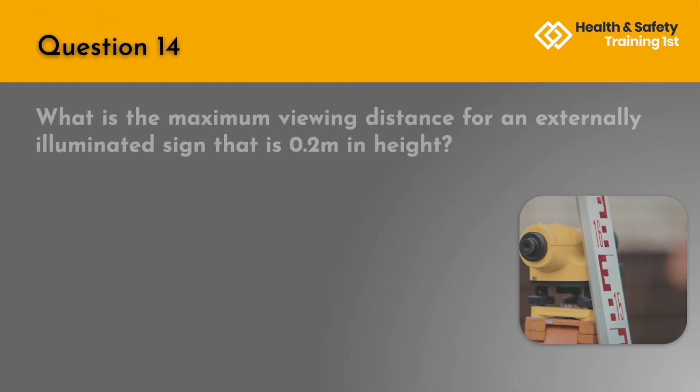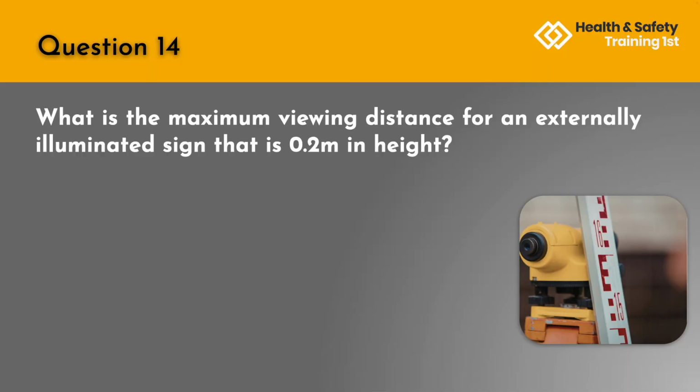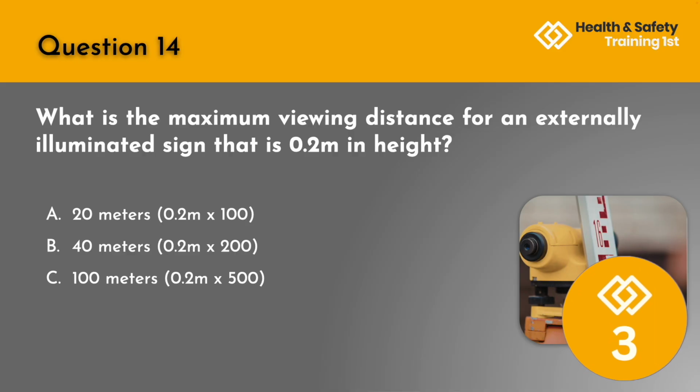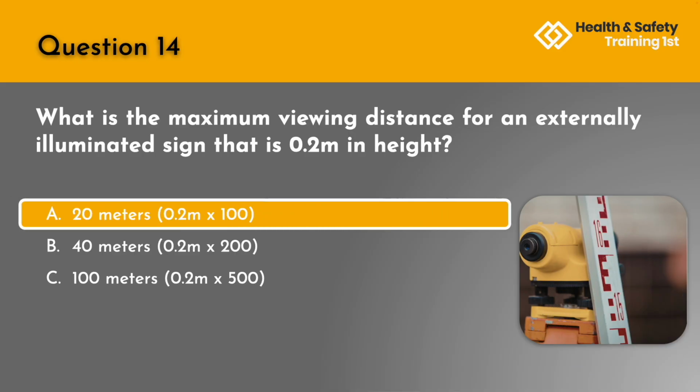Question 14. What is the maximum viewing distance for an externally illuminated sign that is 0.2 metres in height? A. 20 metres. B. 40 metres. Or C. 100 metres. The correct answer is A. 20 metres.